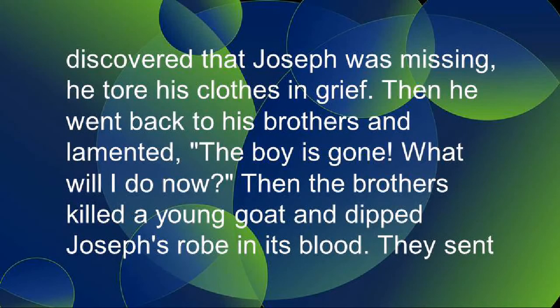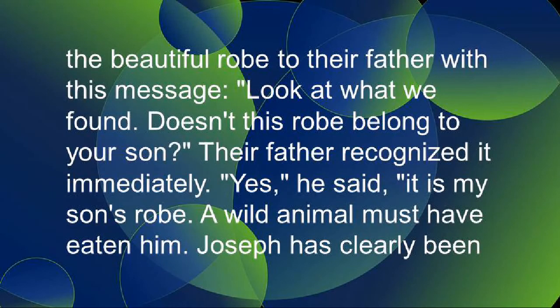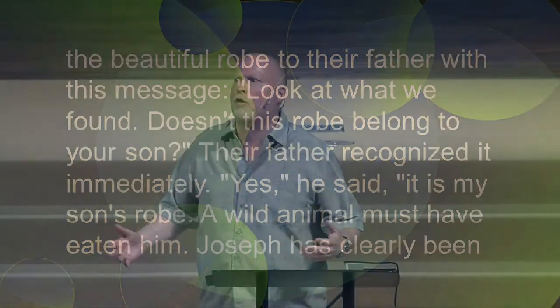Then the brothers killed a young goat and dipped Joseph's robe in its blood. They sent the beautiful robe to their father with this message: Look at what we found. Doesn't this robe belong to your son? It's like, we weren't there. We don't know what happened. We just came across this robe. They want their dad to come to their own conclusions. They don't want to lie to him. They just want to mislead him.